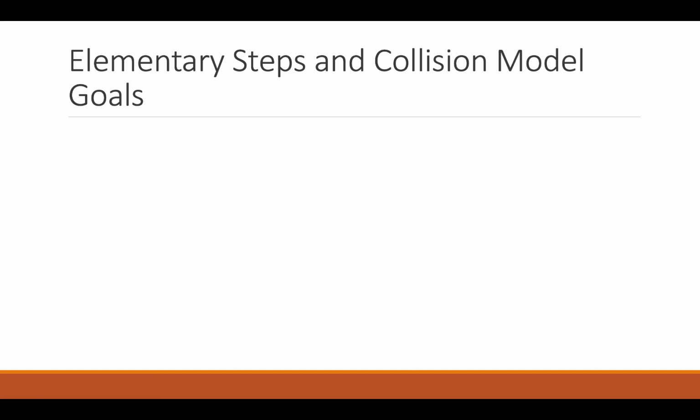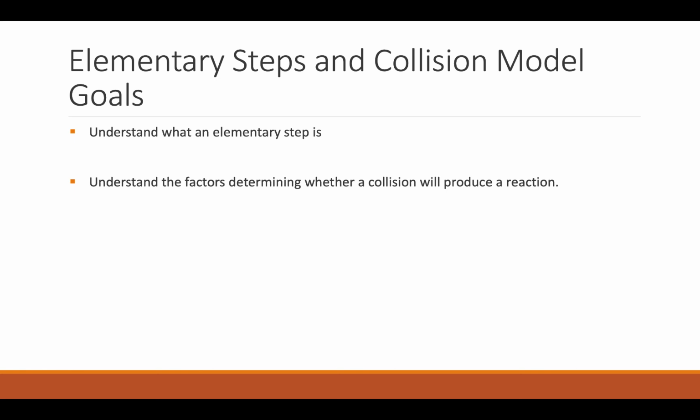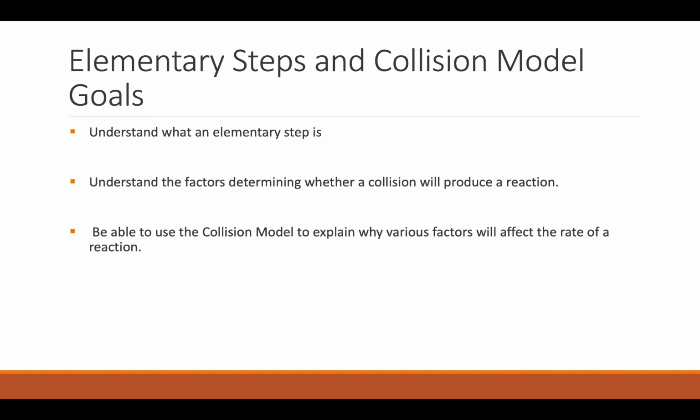Let's review our goals. First, we learned what an elementary step is. It's a step in a mechanism that occurs in a single event. Then we looked at the factors that will affect whether a collision will produce a reaction. And then we looked at how the collision model informs and explains why these factors will affect the rate of a reaction.